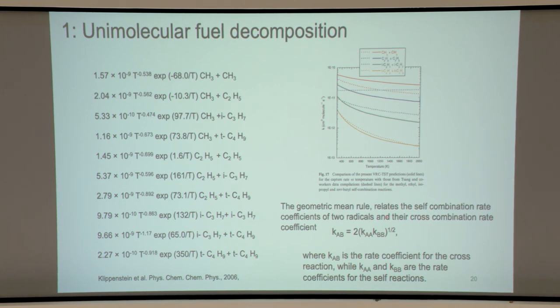And he said there's what we call a geometric mean rule that relates this recombination rate of two radicals based on, again, you take, if you want to get two radicals, you take the self-recombination, so two radicals AA combining together times the rate of BB together, multiplied by two, and go to the 1/2, and it works. You get the rate for two different radicals combining together. And that's how he gets this whole list.